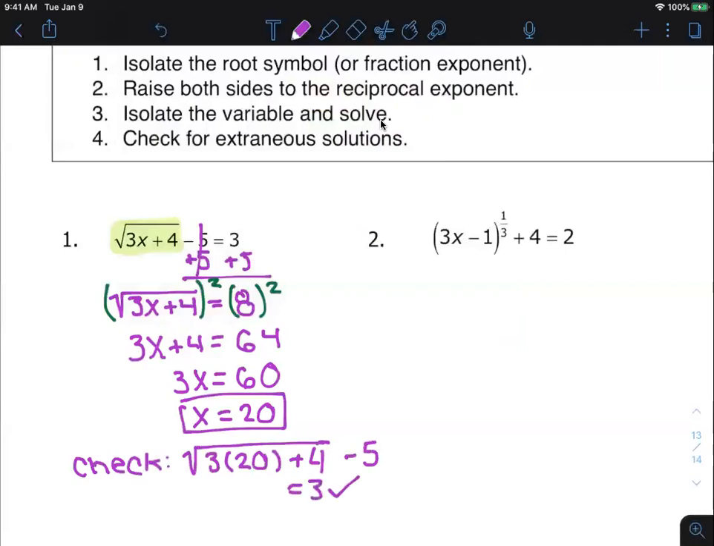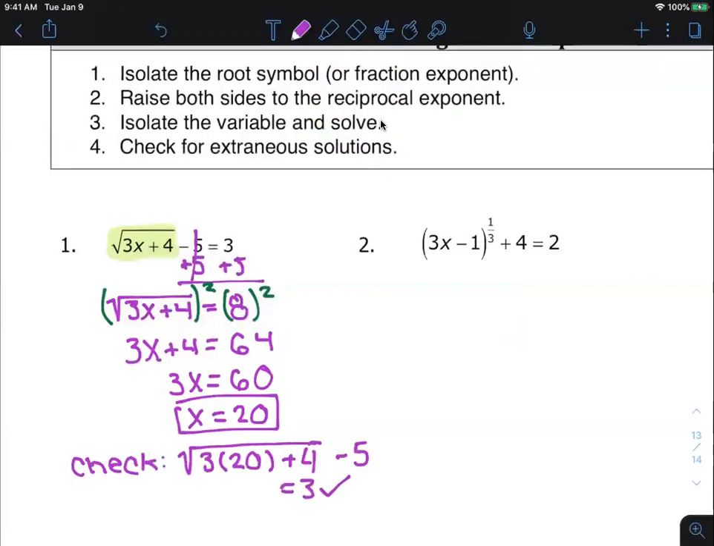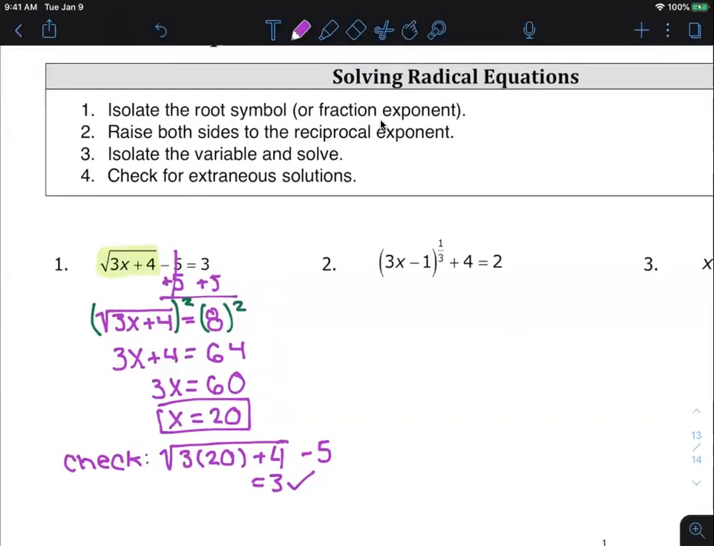So you have to check because you're going to see sometimes that there's an extra solution that does not work and you're going to have to cross it off. You're going to have to show that as part of your work. Okay.